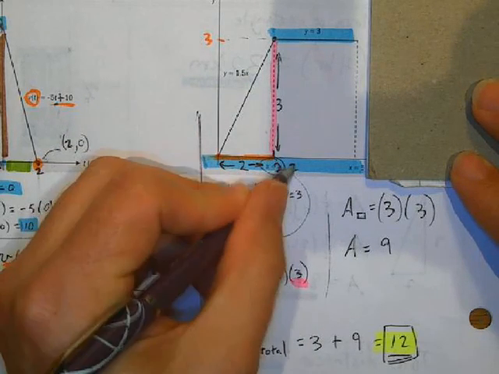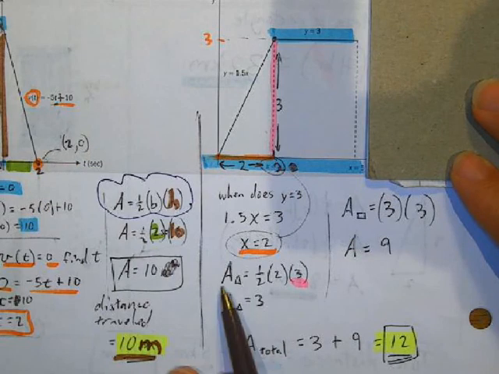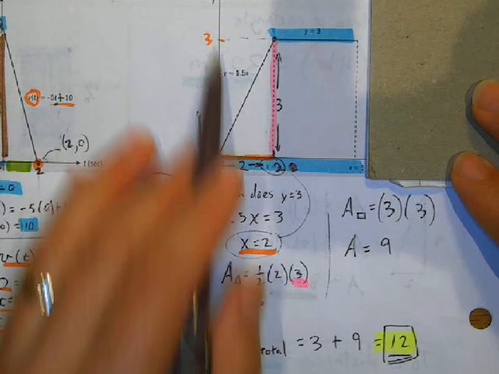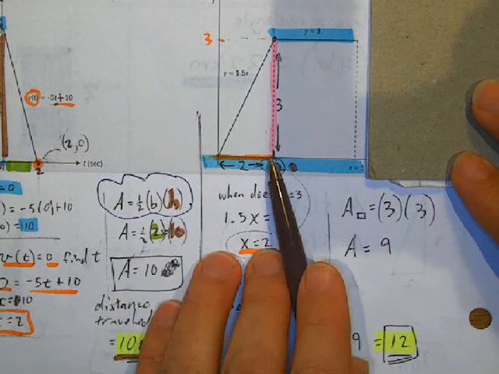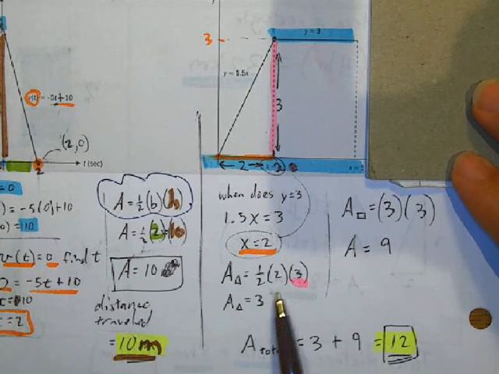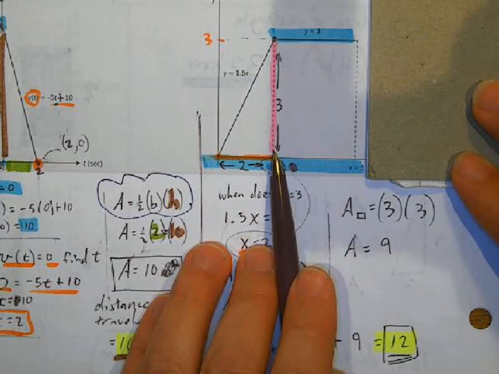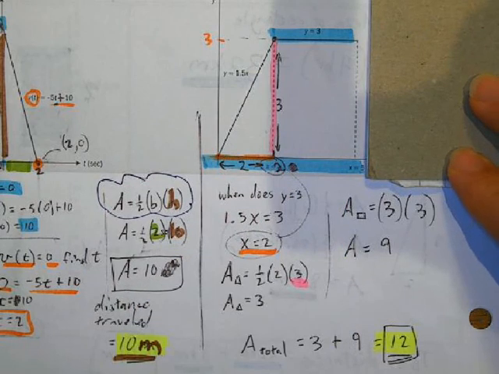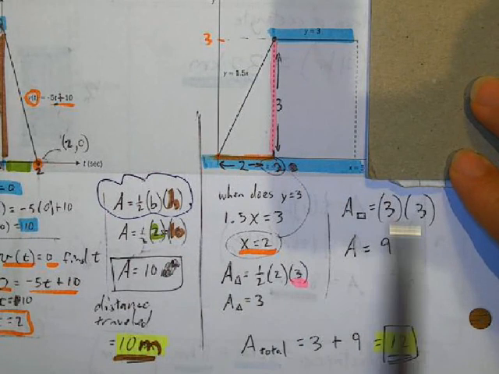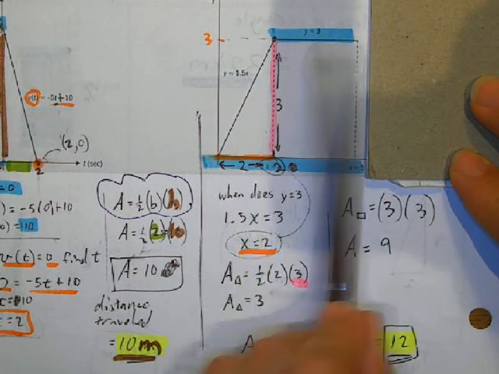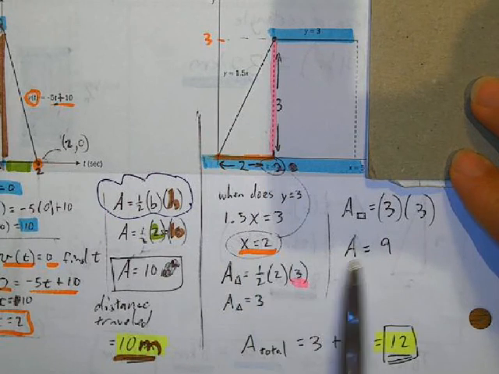And the height of the triangle, we know that this height from here to here is 3. So to find the area of this triangle, it's 1/2 base times height, 1/2 times 2 times 3, which is going to give me an area of 3. Now this square has a height of 3, and it's got a base, a width of 3. So the area of the actually square, not a rectangle, is going to be 9. So we add these together and we get 12.